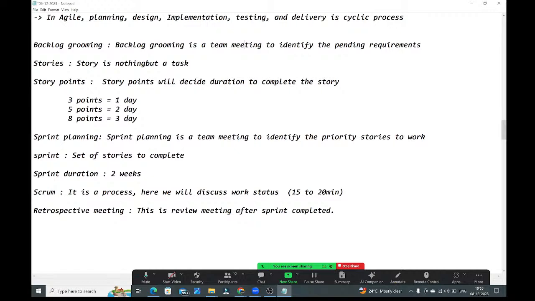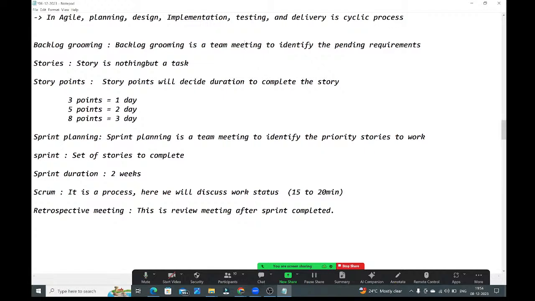At the time of creating the story, they will give the story points also. Once you open that story, you need to see the story points. Oh, they have given 3 points, which means we need to complete the story in one day. If they have given 5 points, this story needs to be completed in 2 days. If they have given 8 points, then this story should be finished in 3 days. Like that, you can understand.